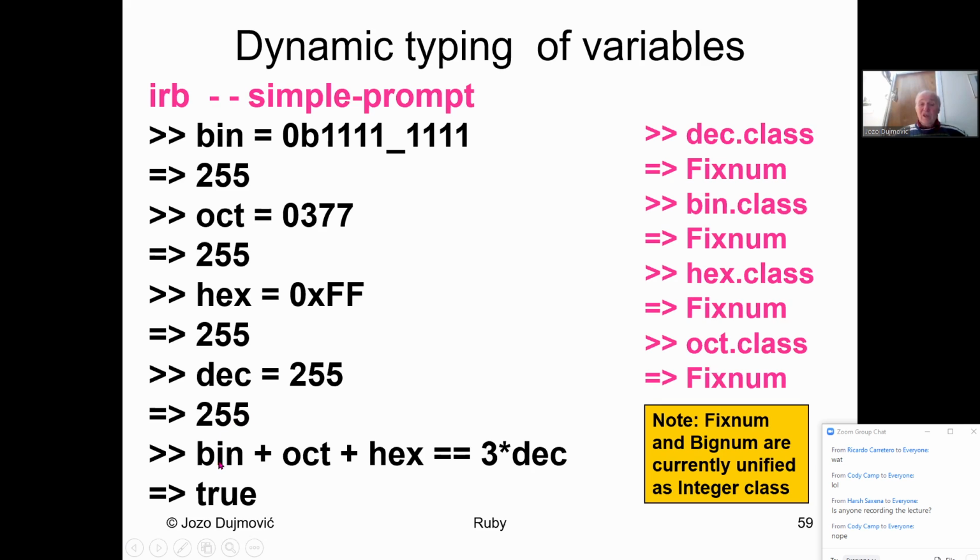And then if I ask, is binary plus octal plus hexadecimal, which is 3 times 255, equal to 3 times decimal, the answer is true. Now this here is an expression, and this is the returned value. But this here is also an expression, and this is the returned value. So this happens in all cases when we have functional languages. A functional language always has expressions that return a value.